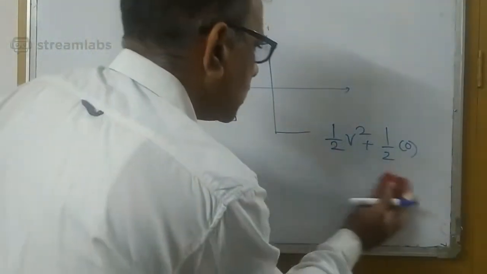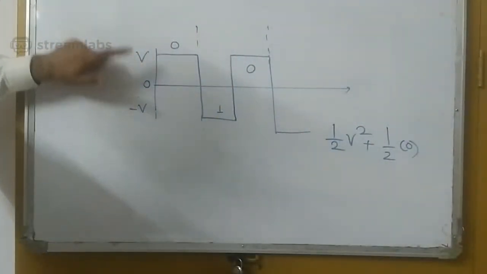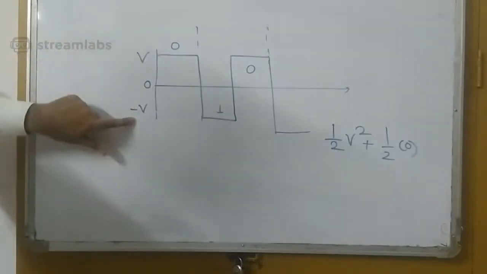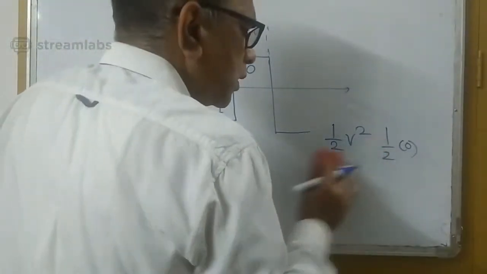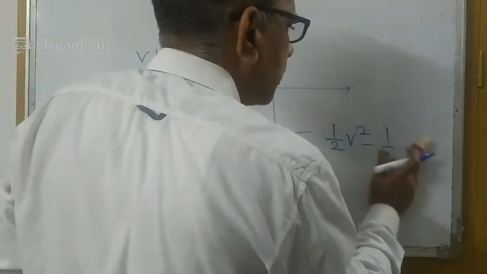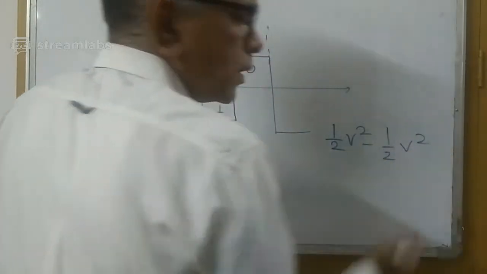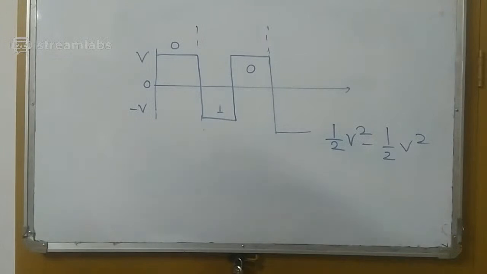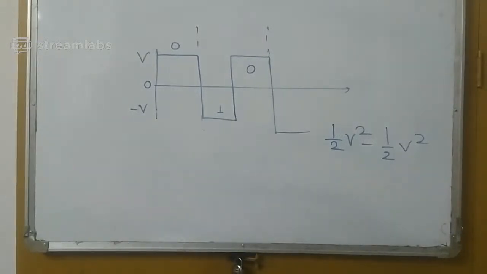For that reason we shifted to two voltage levels, one plus V and another minus V. If I change it, the average power requirement will be 0. So that will be the advantage over here. For that reason, two voltage levels are used. Okay, clear?